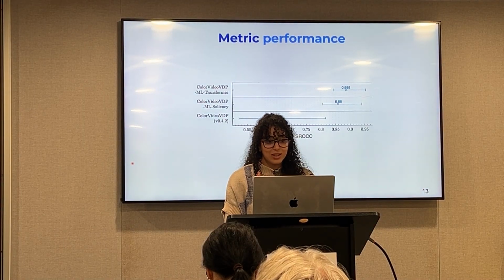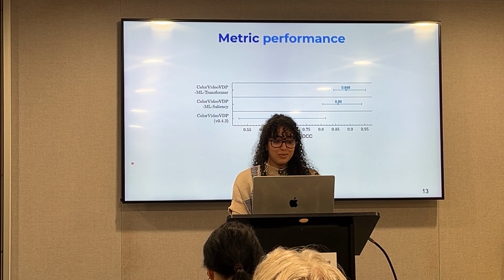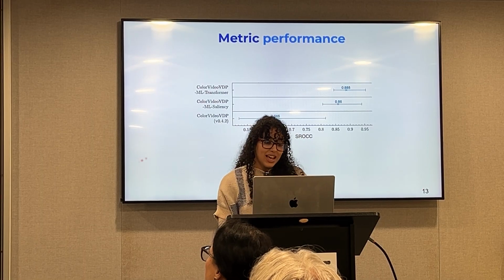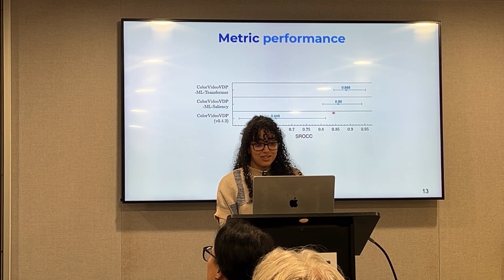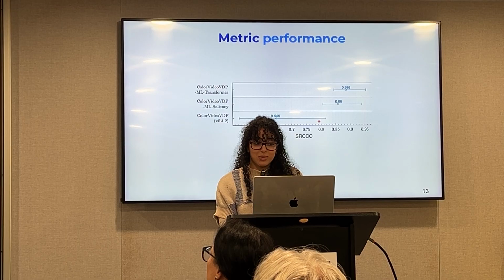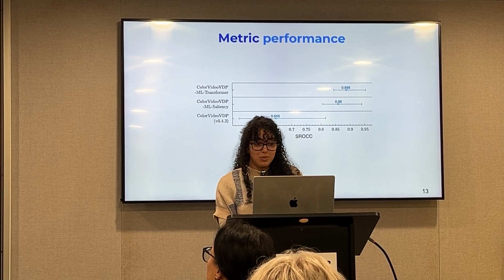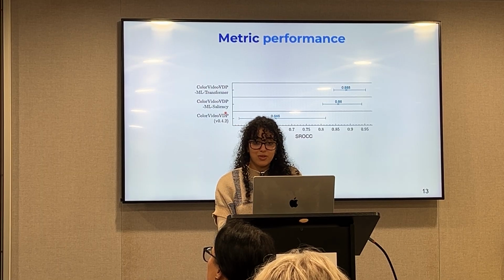So let's look at how our ColorVideoVDP-ML performs. As a beginning, we're showing the results only for the HDR, SDR, VQA dataset because it has been a really challenging dataset, and we're showing the correlation scores here. One thing you can notice is that both variants of ColorVideoVDP-ML perform much better than ColorVideoVDP on this challenging dataset, just because ColorVideoVDP doesn't have any kind of semantic information, so it could not perform well on it.